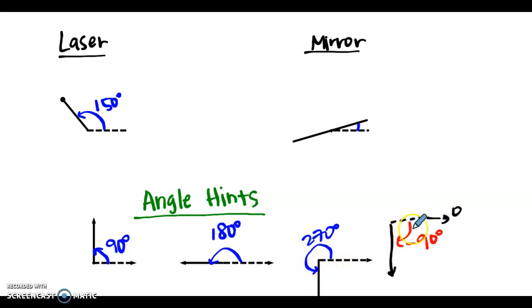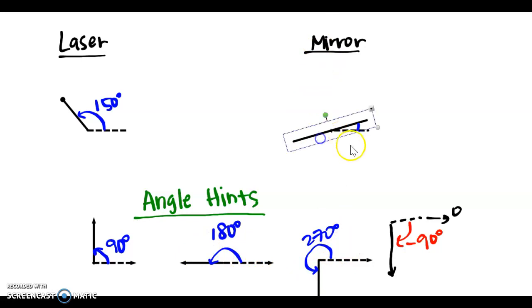So negative will start opening the angle down, and then positive 90 will start opening the angle up. So that could be another thing that you do. If you don't want to use the negatives, you totally don't have to. You can use all the positives to make it spin all the way up and around.